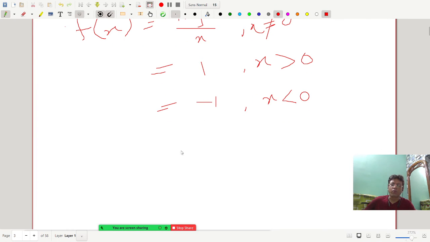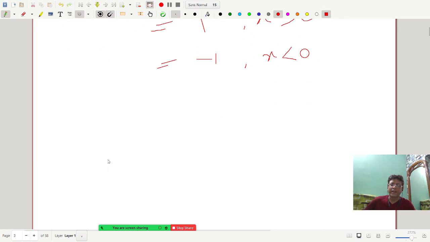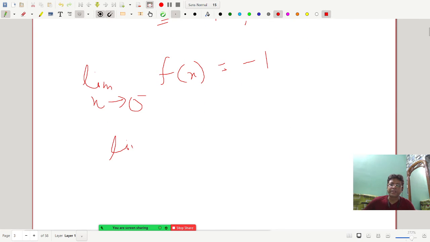Okay, so let's check the limit. What is your left hand limit? The point is 0, so the left hand limit is, you can see clearly, -1, and the right hand limit, the limit as x tends to 0 plus of f(x), is equal to 1.